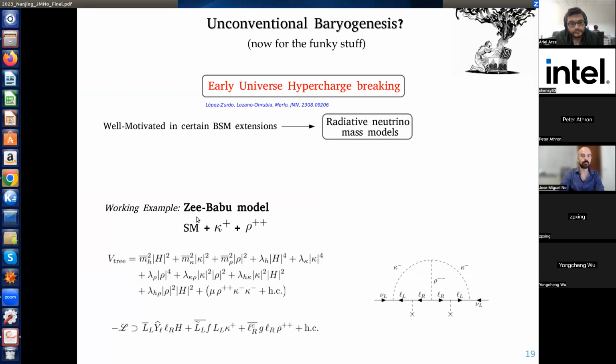So in the Zee-Babu model, you introduce two new particles, two scalars, which are SU(2) singlets, but have non-zero hypercharge, so they are electrically charged at the end of the day.